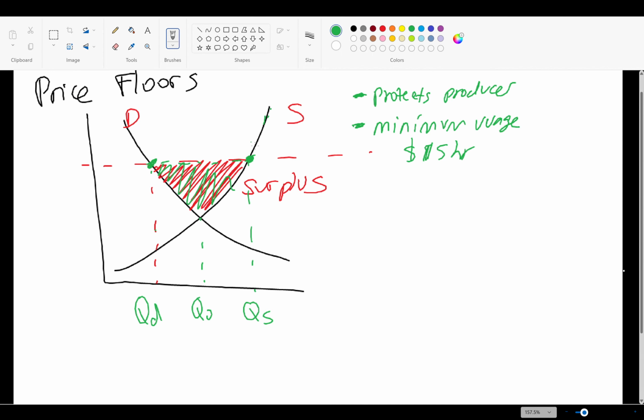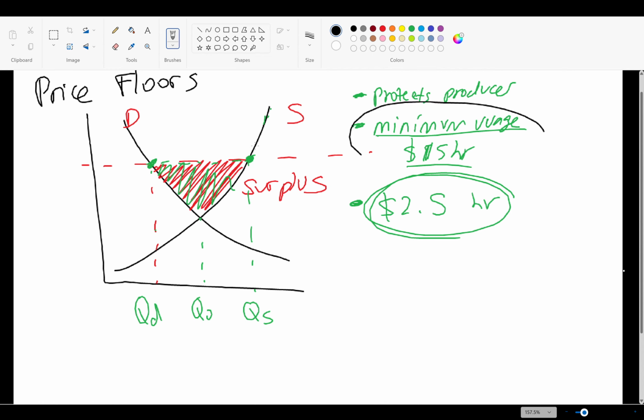But some people argue price floors are necessary. For example, what if somebody says you're only worth $2.50 per hour to me? Then this is obviously exploiting workers. So that's why minimum wage laws exist. But the downside of that is creating a surplus.